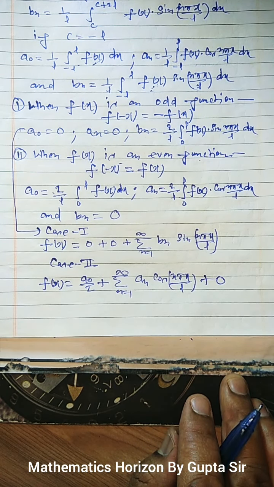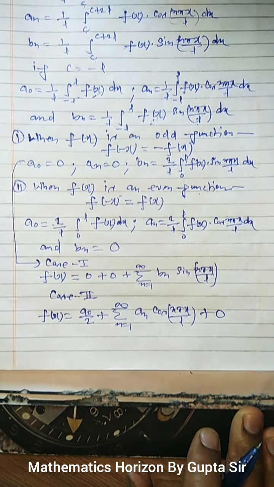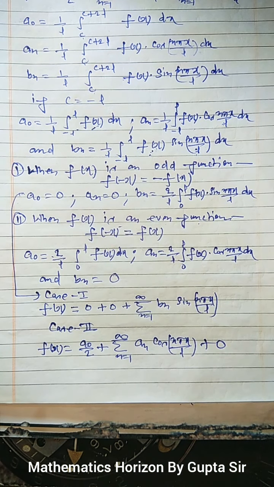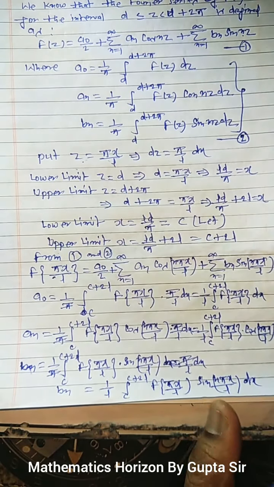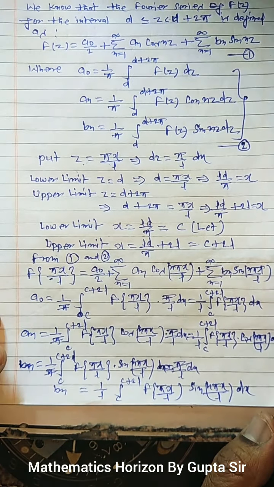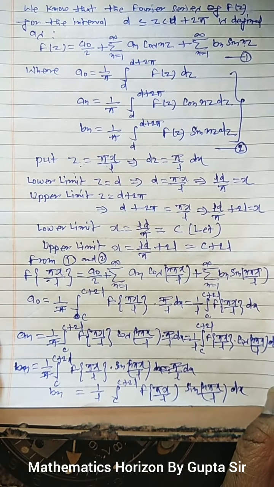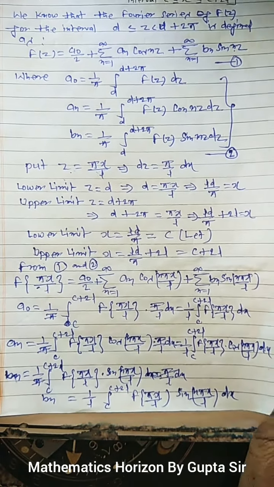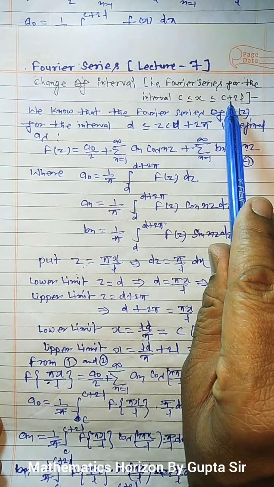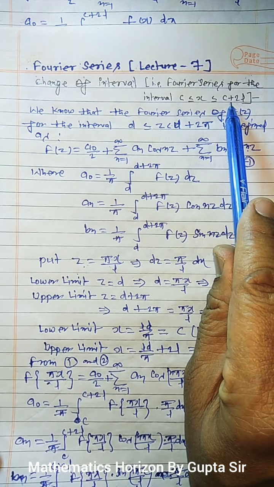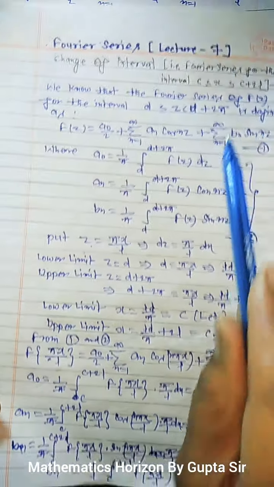In this way we can find out the Fourier series for the different interval c less than or equal to x less than or equal to c+2L. In our next lecture, I would like to take some examples on this interval c less than or equal to x less than or equal to c+2L.